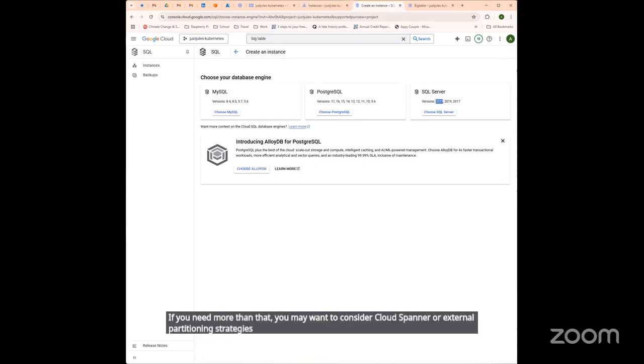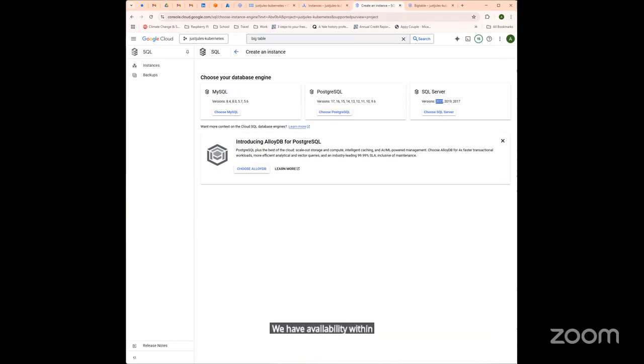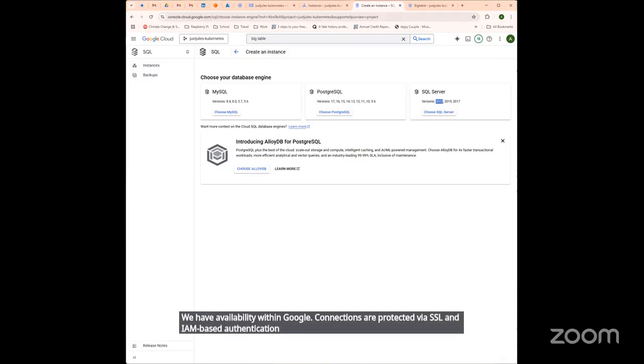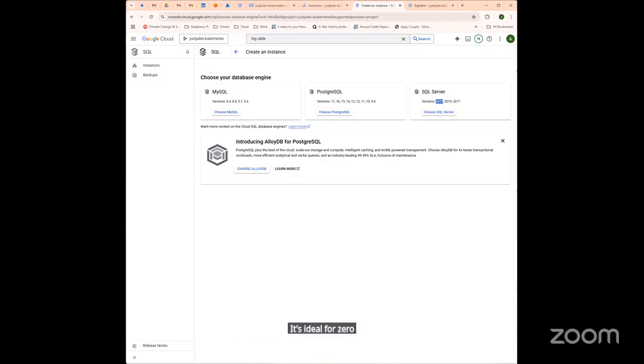With this comes built-in security. All data in Cloud SQL is encrypted at rest and in transit. Encryption is handled by default using Google-managed keys. You also have the option to bring customer-managed keys. Connections are protected via SSL and IAM-based authentication, not just database credentials. You can even configure private IP access so your SQL instance doesn't use public networking at all. It's ideal for zero trust environments or internal applications.